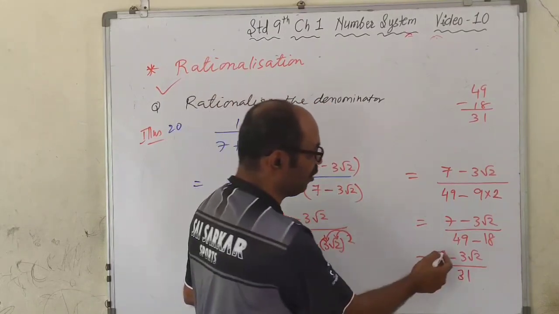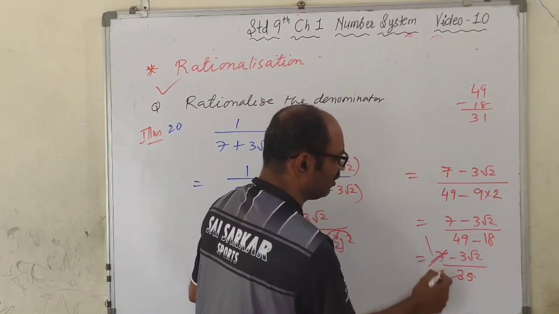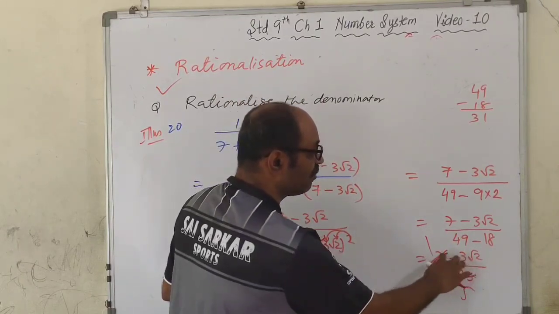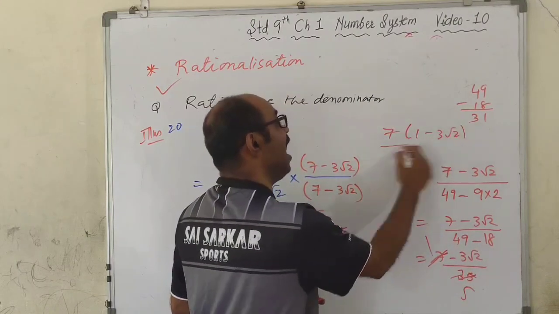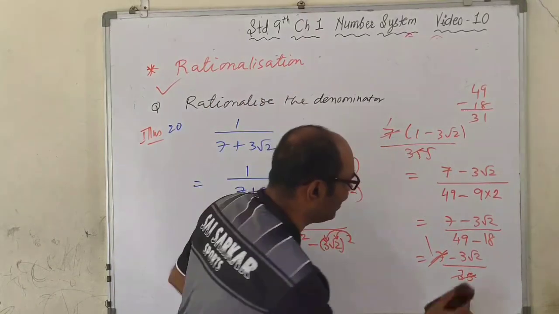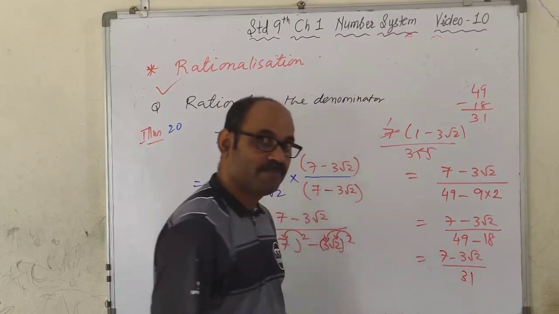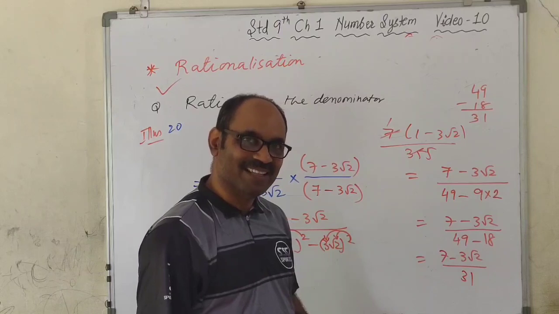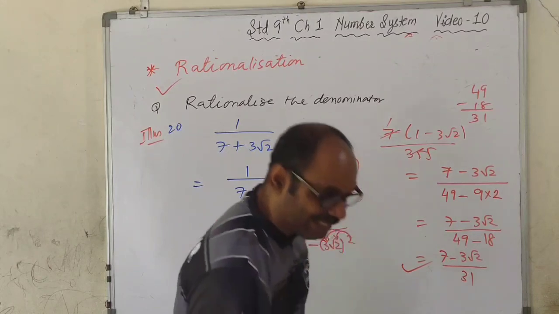Children, some children have a habit of cancelling like this. This doesn't cancel at all. Suppose here it was 35, then 7 ones are 7, 7 fives are 35. Some children cancel like that. No children, this is connected by two terms. If it were 7 into 1 minus 3 root 2, then you could have cancelled: 7 ones are 7, 7 fives are 35. But here cancellation doesn't happen at all, because here it is 31. But if it were 35, some children would do that. So this is the rationalized form of example 20.